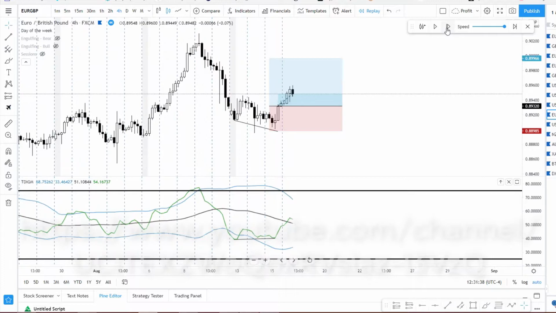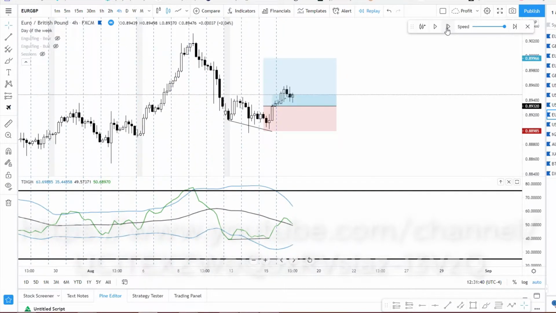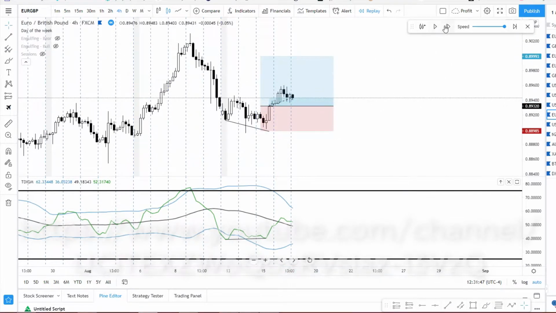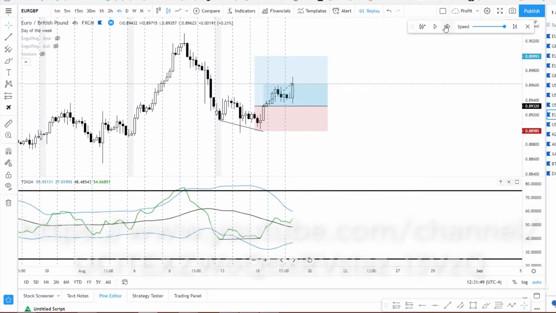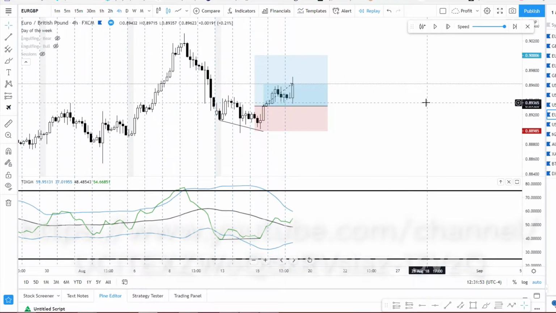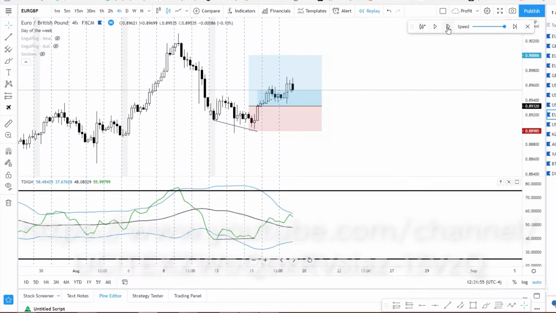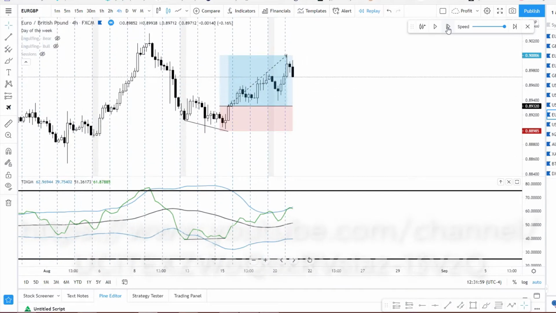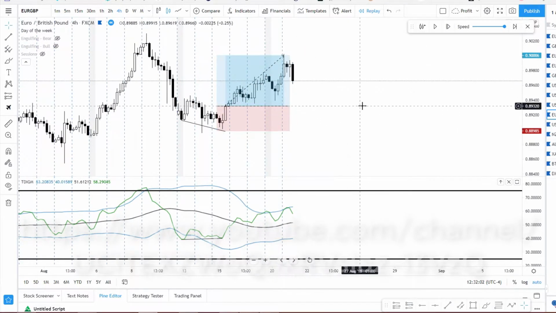When I'm 1-to-1, I put my stops to break even. So am I 1-to-1? No. Of course, you can target just 1-to-1, it's up to you. So at this point, I am 1-to-1, so stops are now at break even. And we hit our target. 1-to-2 risk reward. Thank you very much, Euro GBP.